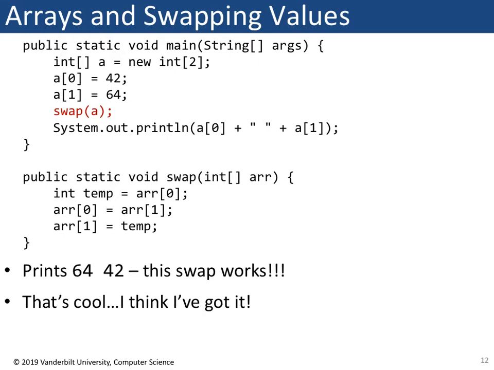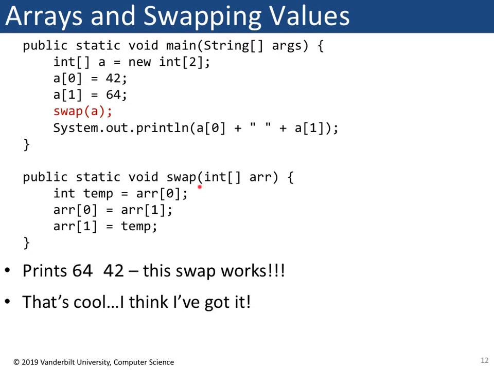And the reason is what we discussed on the previous slide. A contains a reference to this object. This is an address. So when we have these values stored in this object in memory, A contains the address of that object. So when we pass A as a parameter into this method, we are copying the address from A into ARR. So it's two variables, but both contain the address of the same object.